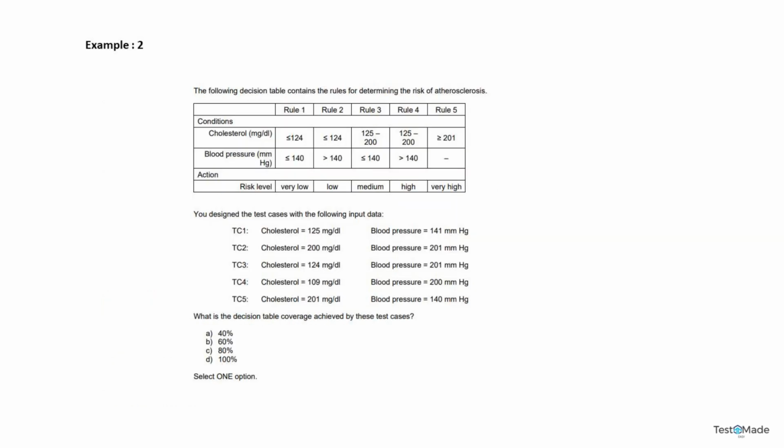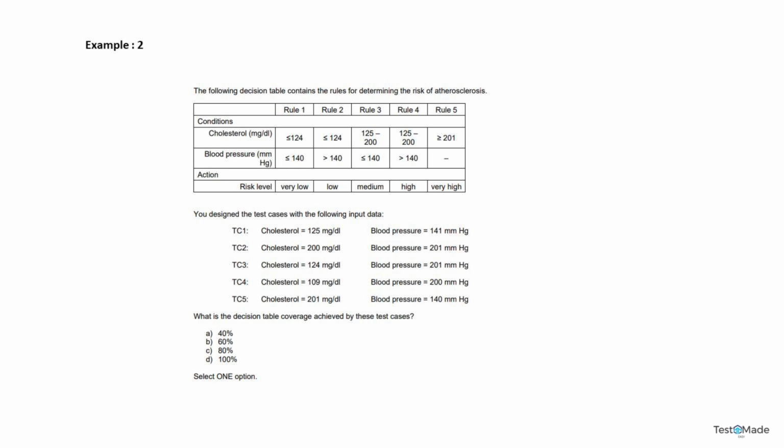Example 2. The following decision table contains the rules for determining the risk of something I cannot pronounce. Then we have 5 test cases. We need to calculate the percentage of the coverage using the 5 test cases. To achieve full coverage, we need to cover Rule 1 to Rule 5. So what we need to do is execute each test case and see which rule it covers. Then we see how many rules are covered and divide it by 5 to calculate the coverage percentage.